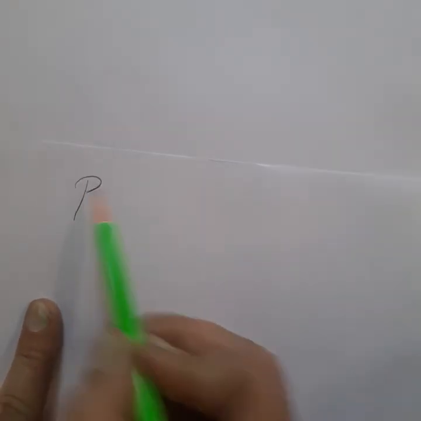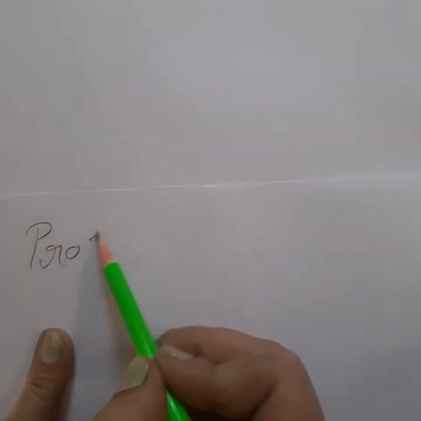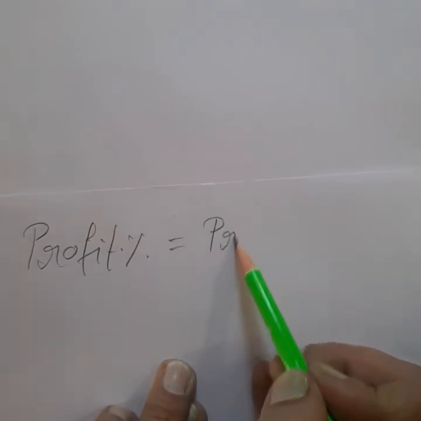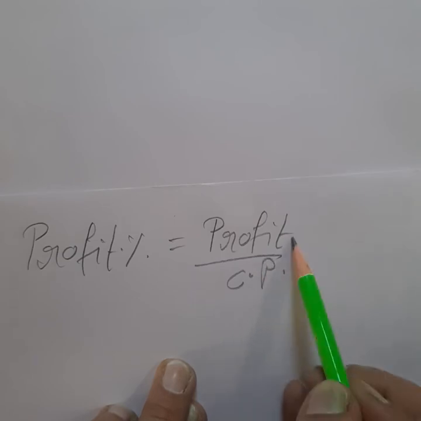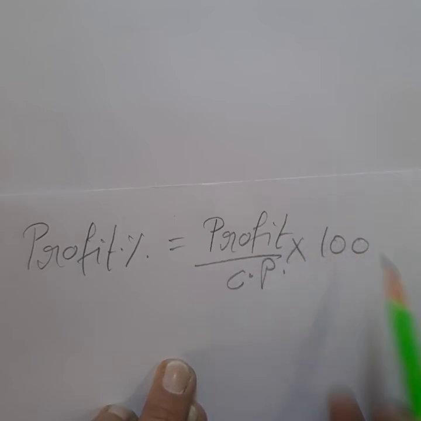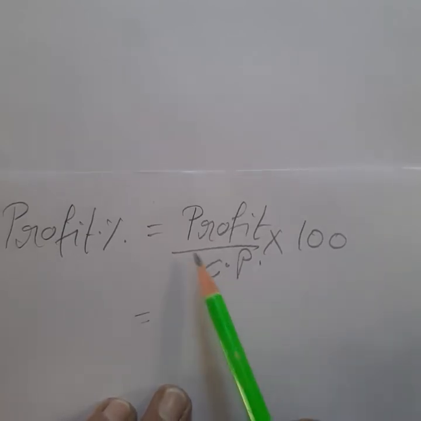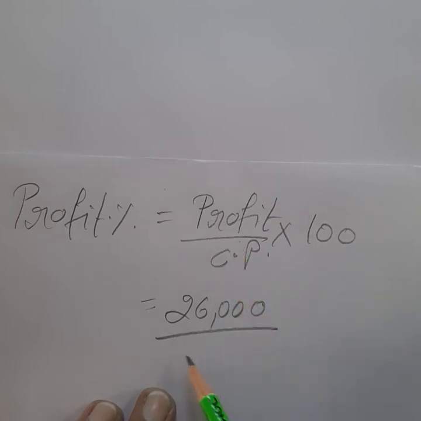Now if we have to find the profit percent also, you can apply the formula of profit percent. The formula is: profit in the numerator and cost price in the denominator, and we multiply it by 100. Now our profit is 26,000 and the cost price is 54,000, you can see.